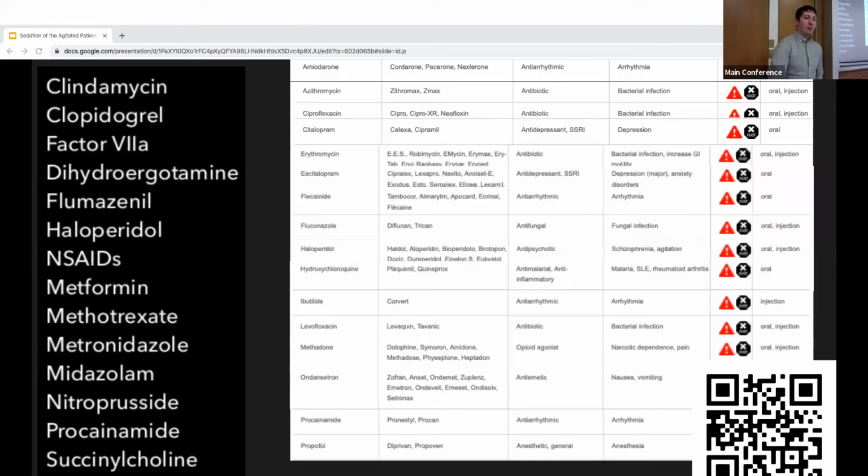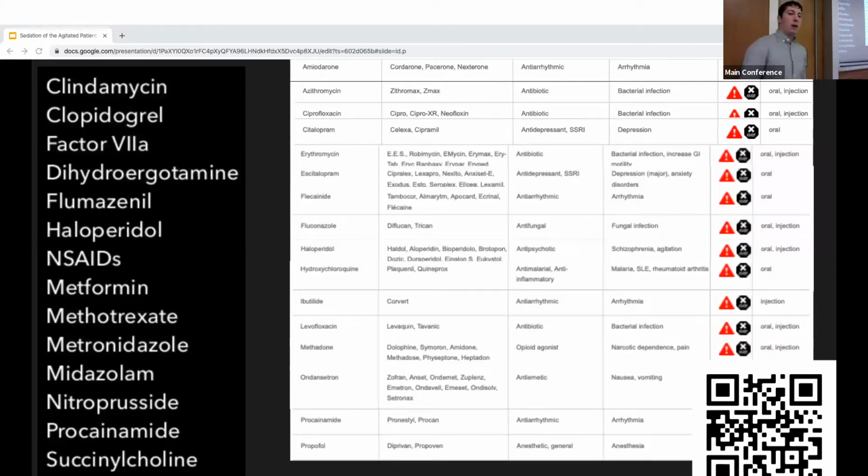All right, so moving on. What's the common thing on the list on the left? These are all black box warning medications, right? So the point is that we use a lot of these medications. A black box warning doesn't mean that you can't use it. You just have to be aware of why there's a warning.